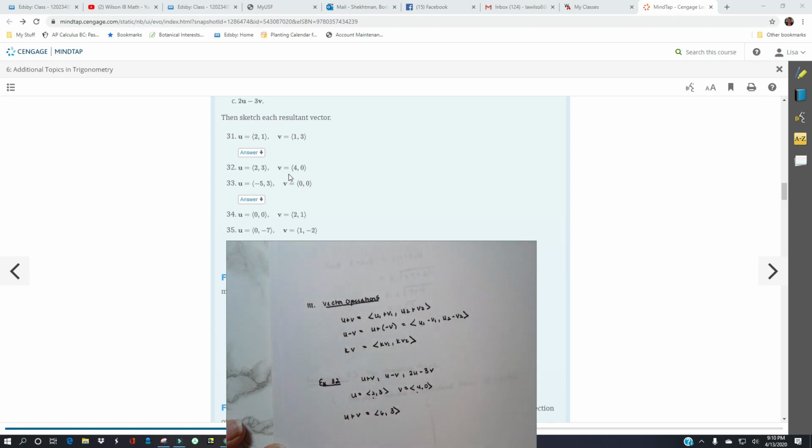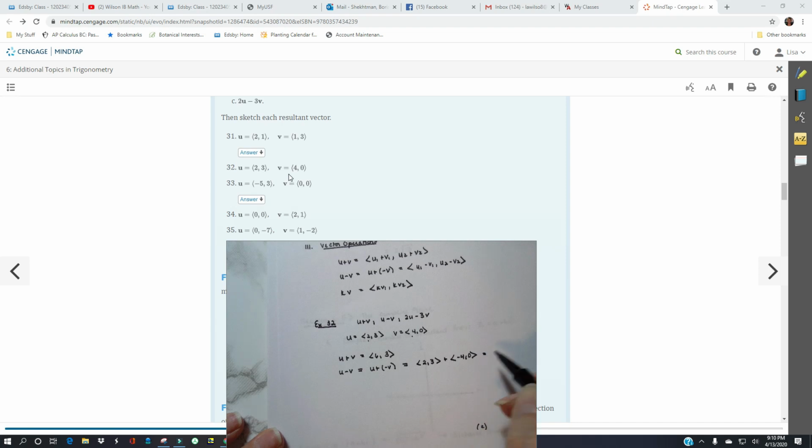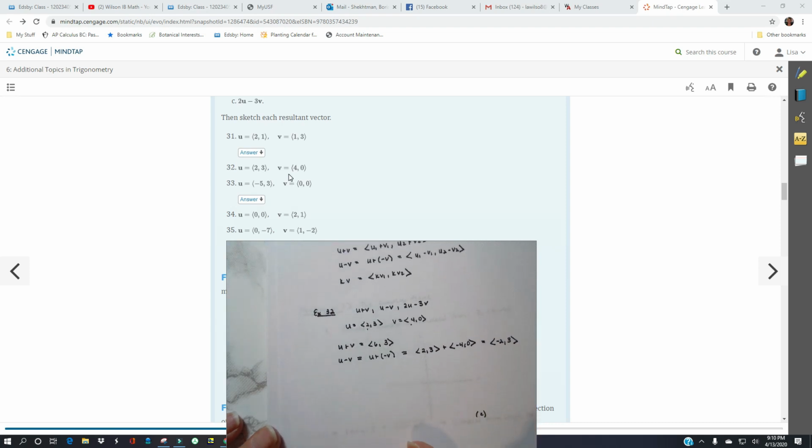I'm done. If I want to do u minus v, remember, it's easier to rewrite this as u plus the opposite of v. So you could think of this as 2, 3 plus, now if you take the opposite of v, that's negative 4, 0, right? You just change the signs. And again, I'm going to combine the same components. So 2 plus a negative 4 is a negative 2, and 3 plus a 0 is a 3. That's u minus v.